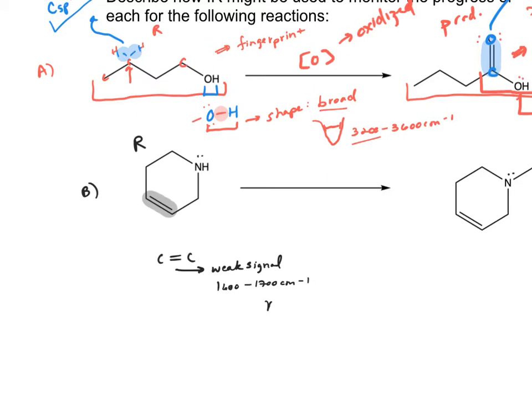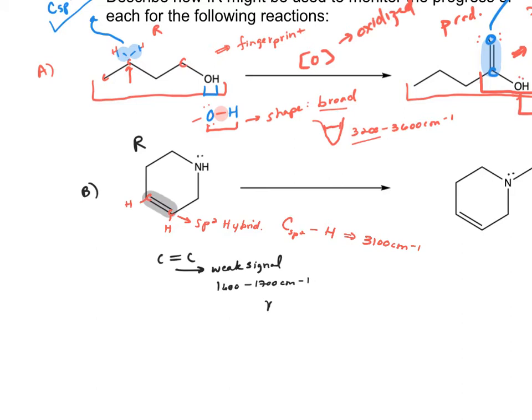We'll also find the presence in the diagnostic region of these carbon-hydrogen bonds, right? Because these carbons are sp2 hybridized, right? So this is a carbon sp2 hybridized hydrogen bond. We can expect to find this to the left of 3,000 inverse centimeters, so we'd expect to find this about 3,100 inverse centimeters.